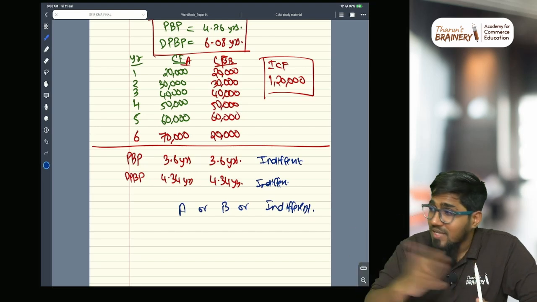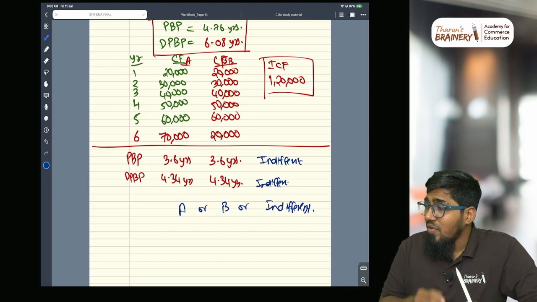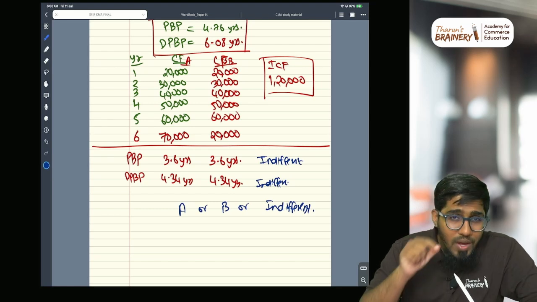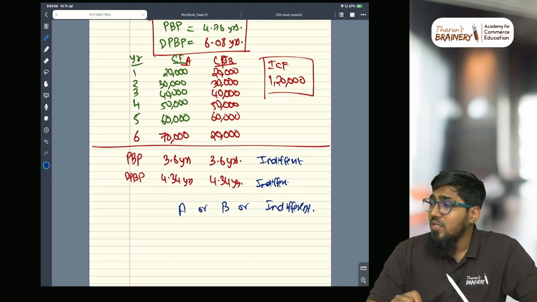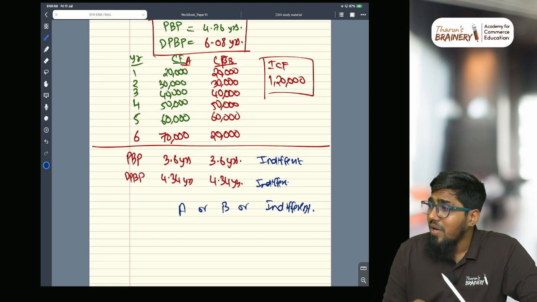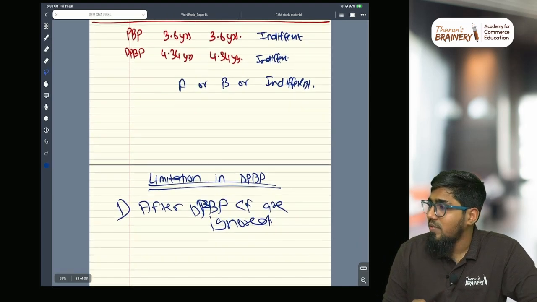Now that person will slap you. Hey, if you take decisions like this, your company will be at a loss. You have to select project A. Why? Because here the discounted payback period will also not work because of the limitation.